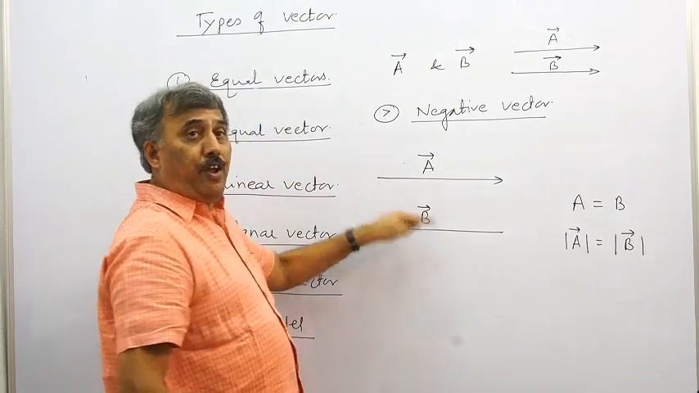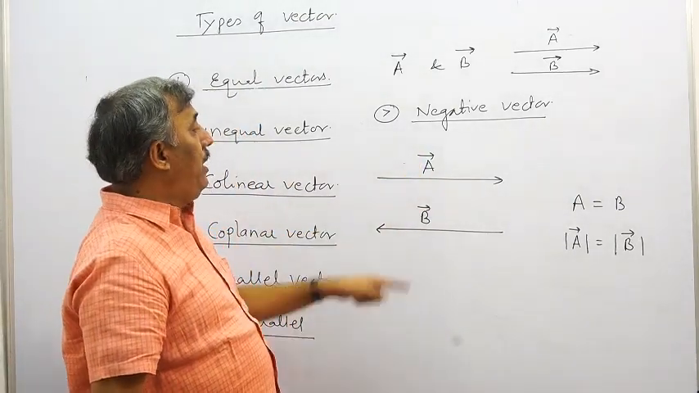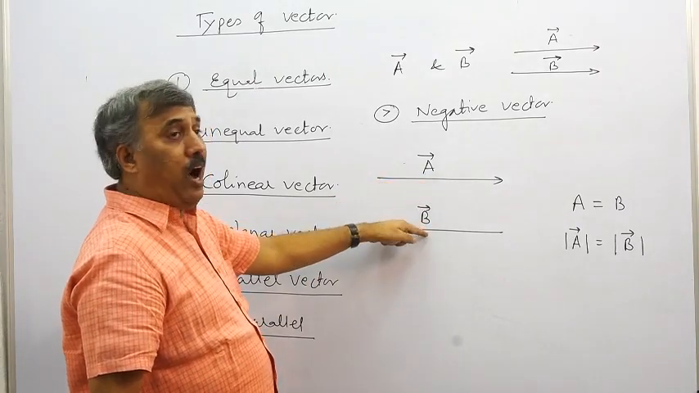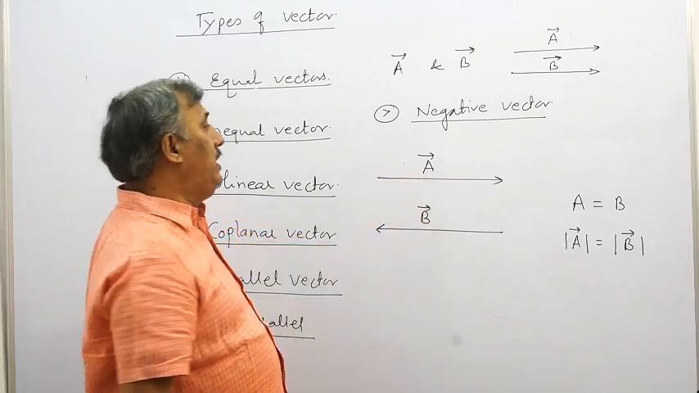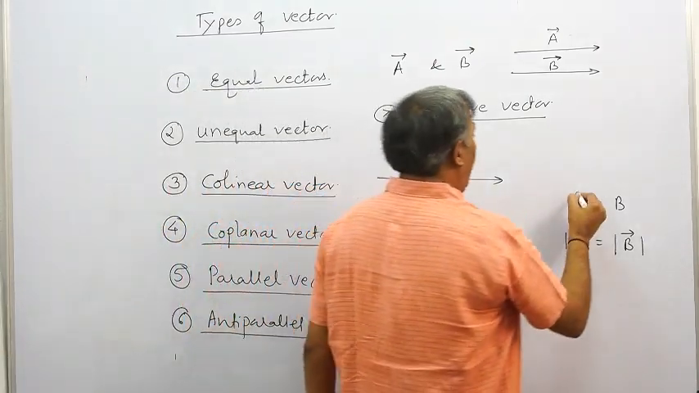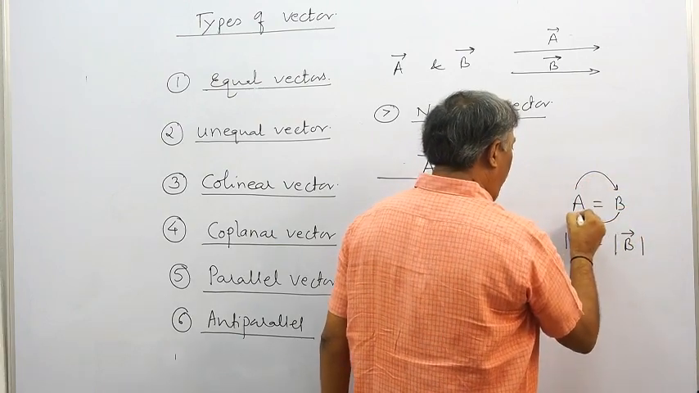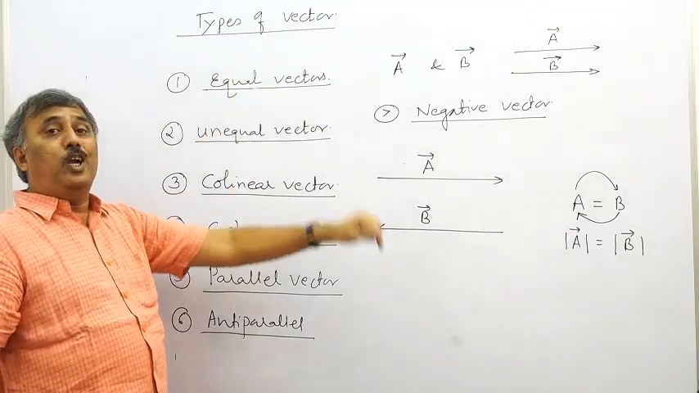Vector B is a negative vector of A, provided the two vectors have equal magnitude but are opposite in direction. Then you can say that A is the negative vector of B, or B is the negative vector of A. So like this you can have a negative vector.